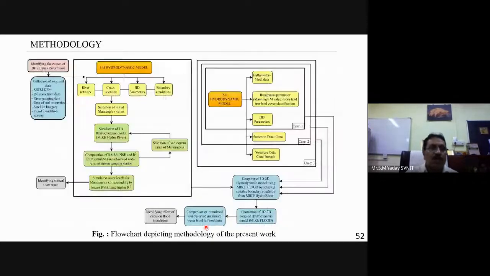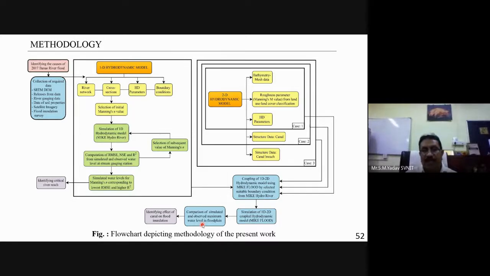So the methodology adopted in this was identifying the causes of the 2017 Banas river flood, which we will discuss first. Then we collected the data. We have developed a 1D hydrodynamic model. We have developed a 2D hydrodynamic model, and integrated the 1D and 2D hydrodynamic models using MIKE FLOOD software. We have worked out the simulated depth.